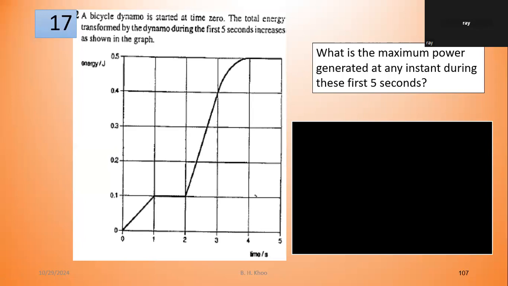So how are you going to solve this question? Maximum power, so area. No, not area. Gradient. But I thought work done is area. We want to calculate maximum power. So power is energy divided by time. So it's gradient, yeah. Energy divided by time is gradient, no? Maximum value.